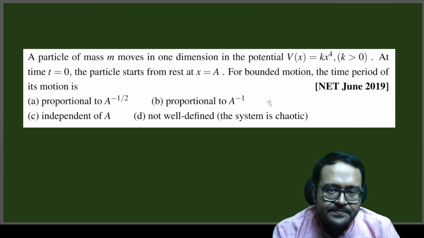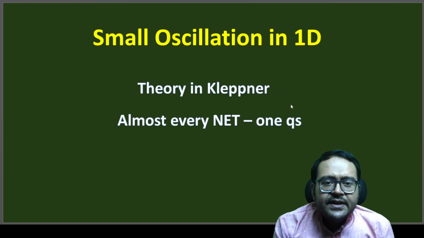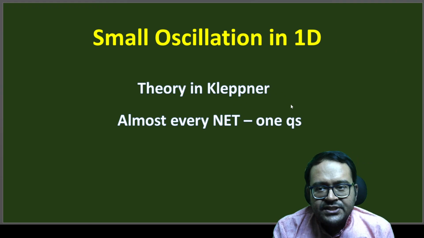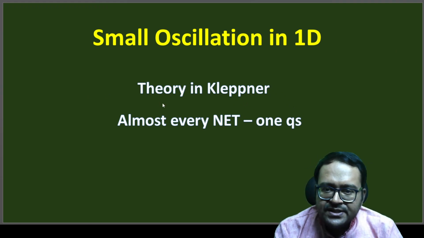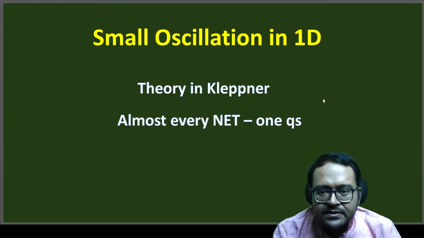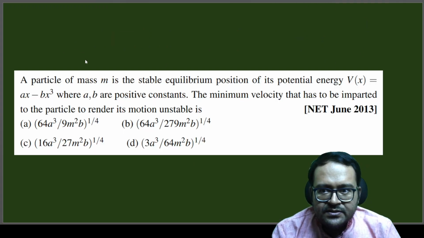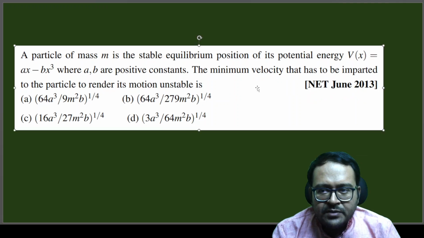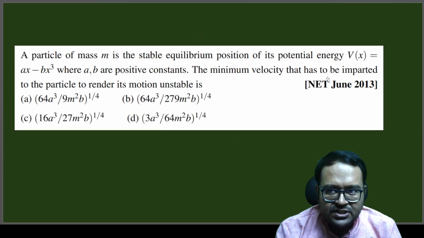Okay, the next part is small oscillation in 1D. The theory you'll get in Kleppner, chapter 5. In almost every NET, you will get one question which is asked from small oscillation in 1D. So like this, all the problems have one basic structure.